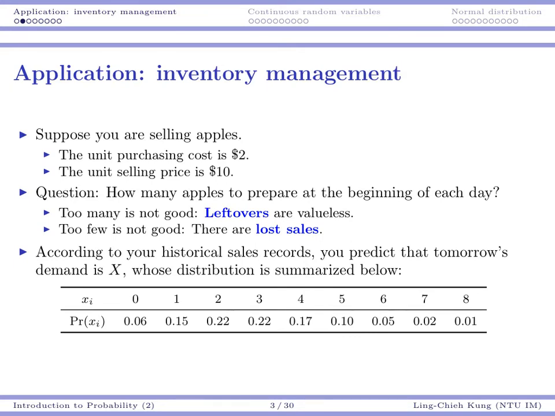So this is an application, so there must be a story. Suppose that you are selling some products, let's call them apples. So these are apples or some kind of fruit or whatever. For these apples, you may purchase them from a supplier and the unit cost is $2. And then you may sell them at a retail market and the sales price is $10. Okay, this has been fixed and cannot be changed by you.